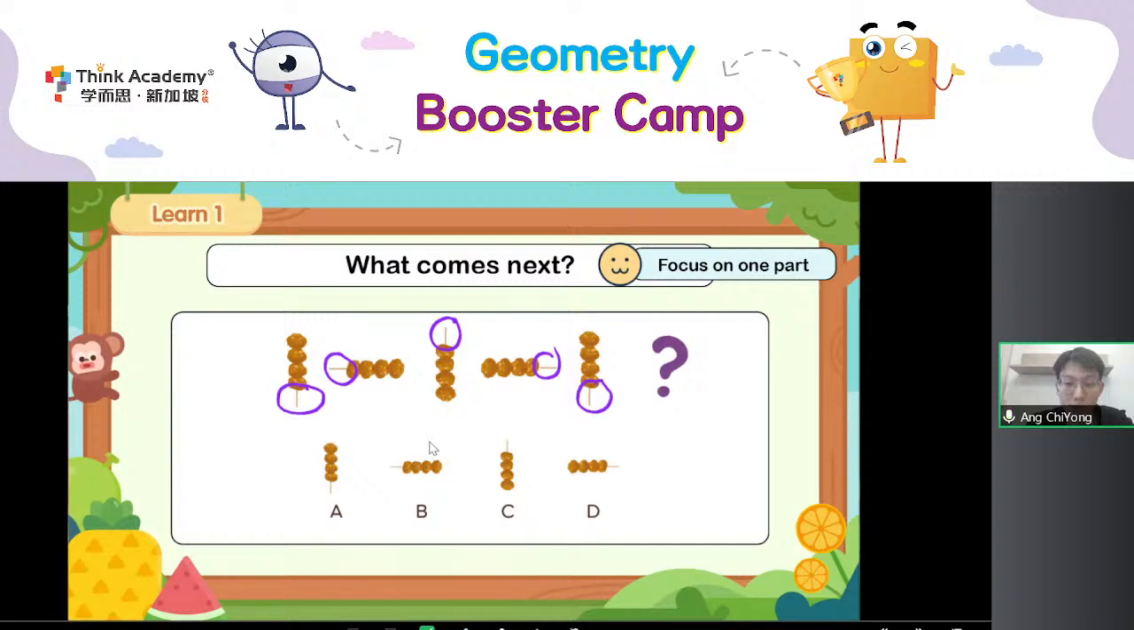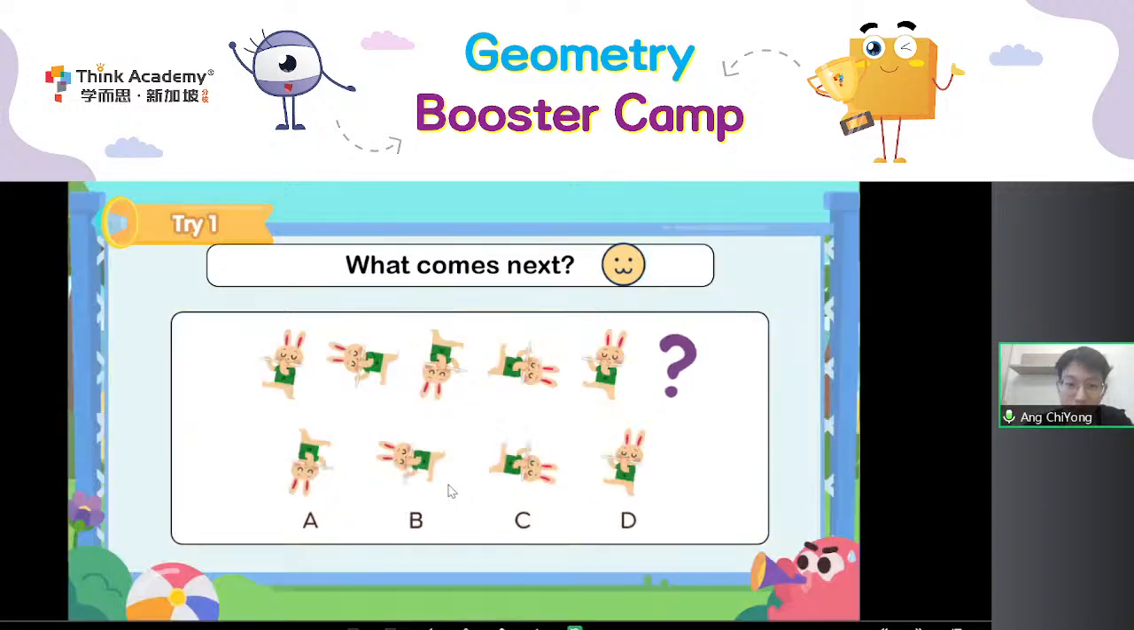Look over here. The answer is B. Right? The stick is pointing to the left. Okay, very good job. Some of you have sharp observation skills. Okay, very good. Now, it's time to try yourself. I believe you can do it.